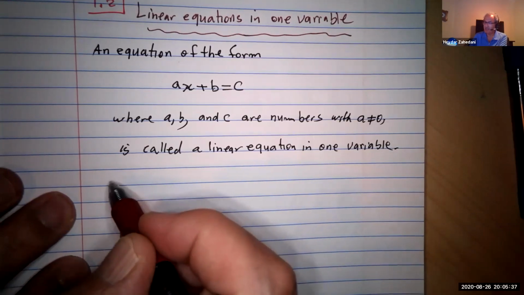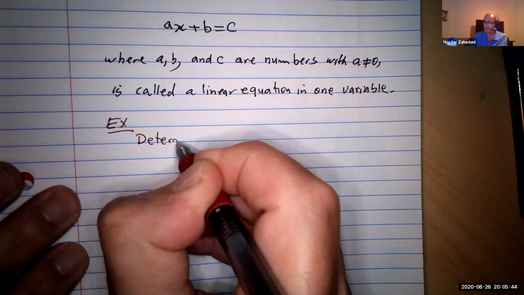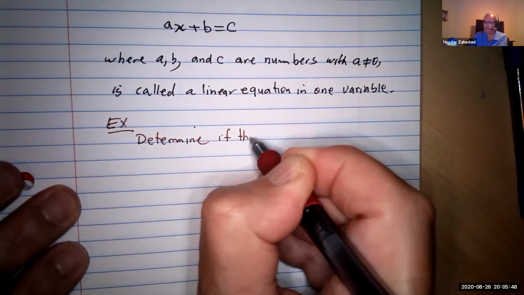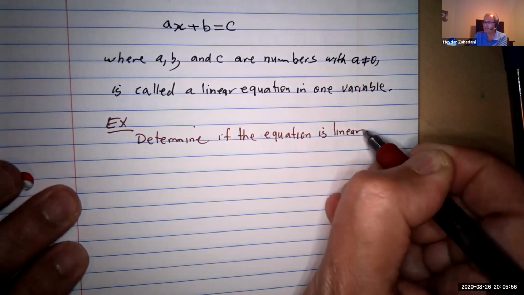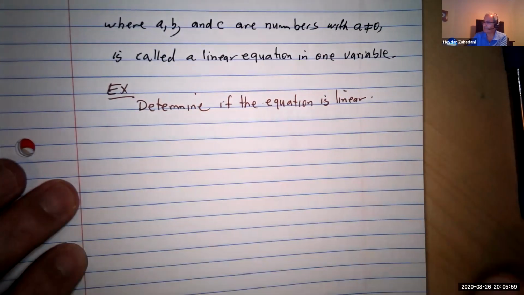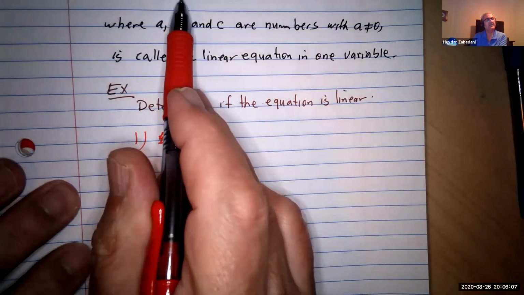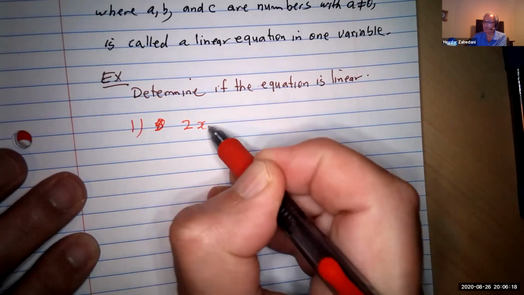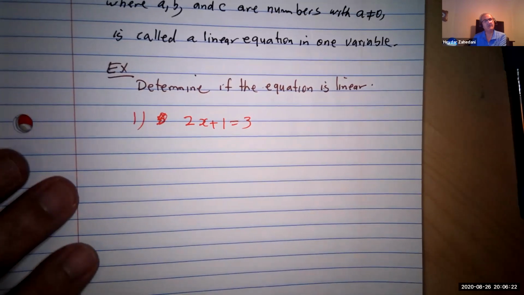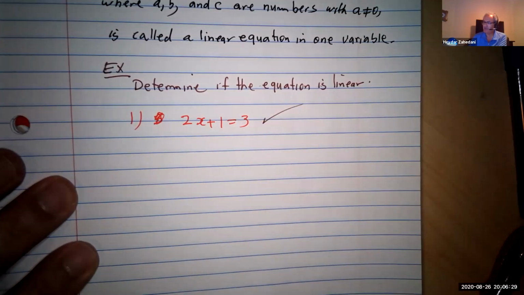Now, quickly we're checking an example. Tell us which of these equations are linear. Determine if the equation is linear, yes or no. This is what we want. You see, it must be a times x plus b, but the power of the x must be 1, and you have to have a number times x. The first one, 2x plus 1 equal to 3. There's nothing wrong with this one. It's a 2 times x, so that's a linear equation.